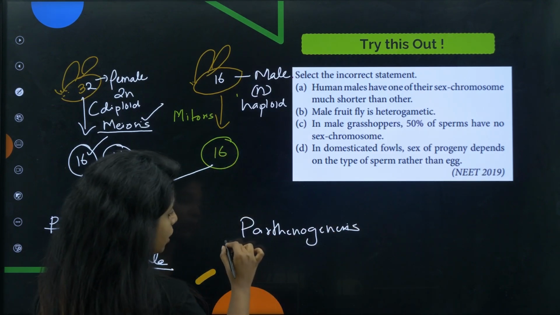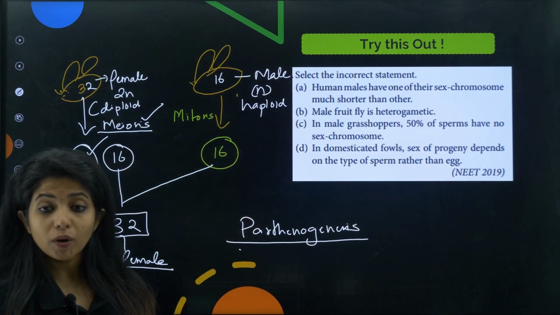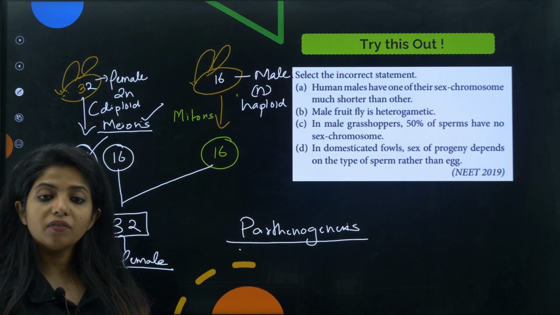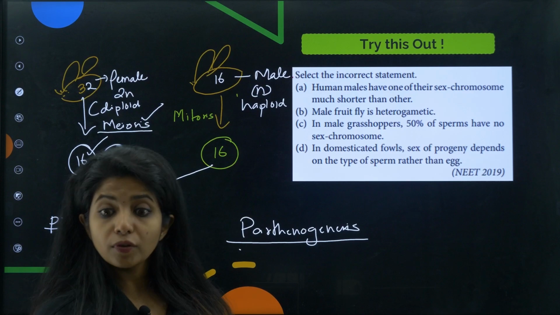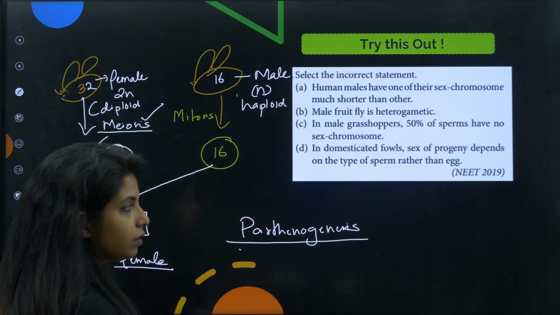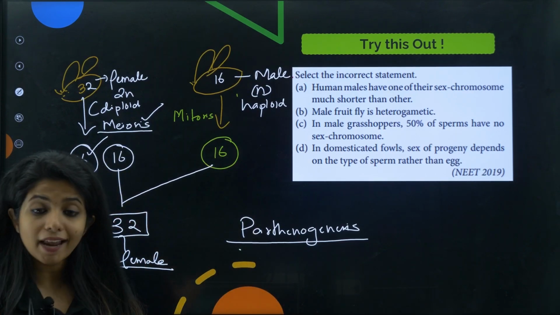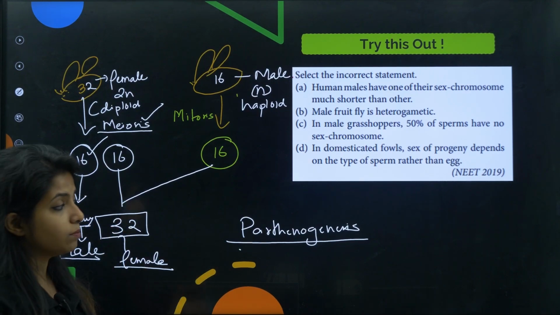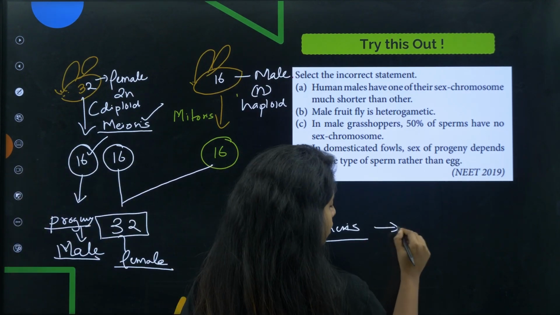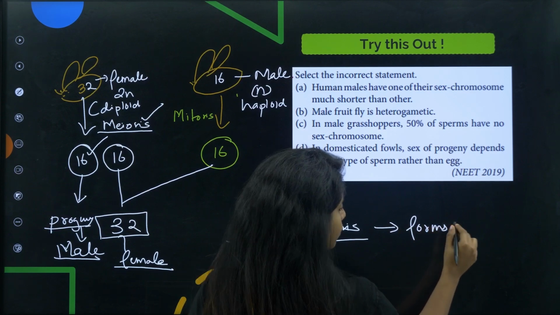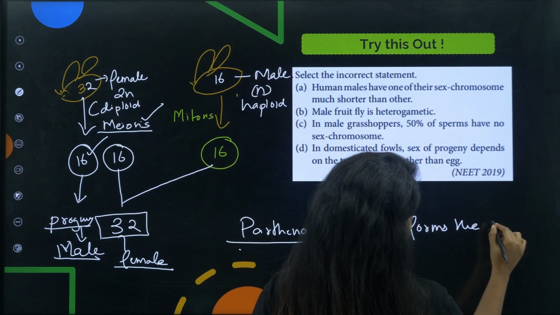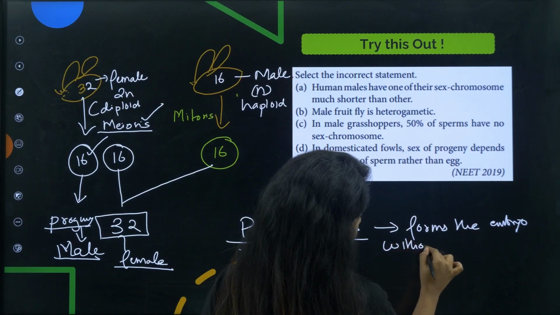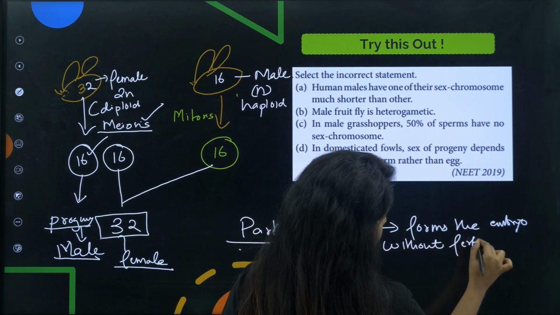We studied sexual reproduction in flowering plants. There's something, parthenocarpy, where fruit was being formed without fertilization. Apomixis is there, where seed was formed without fertilization. Over here, you just have to talk about animals, organisms. It's not about plants. It's about other organisms which form the embryo without fertilization.